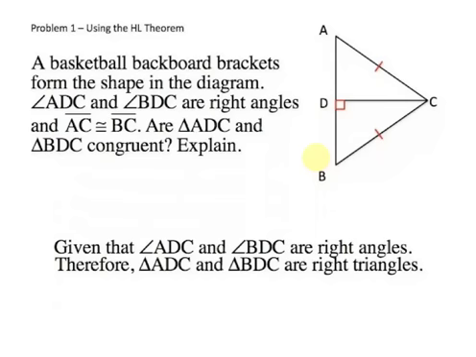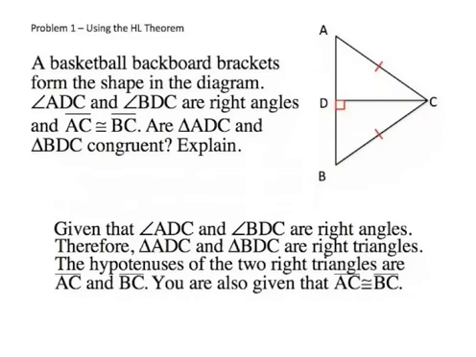So the first thing that we're going to do is pull out the given information that angle ADC and angle BDC are right angles. Therefore, triangle ADC and triangle BDC are both right triangles. The hypotenuses of the two right triangles are segment AC and segment BC. And we're also given that those two segments are congruent.